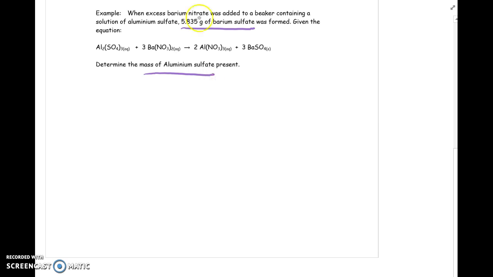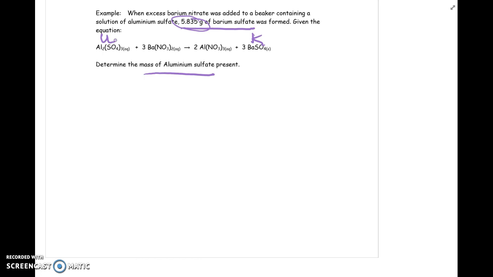Now, because we've been given a quantity here, this tells us this is our known. So I'm going to write this above the equation. Because we've been asked to find the mass of the aluminium sulfate, this is our unknown. So we've identified our known, our unknown, and it's now time to do our stoichiometry.